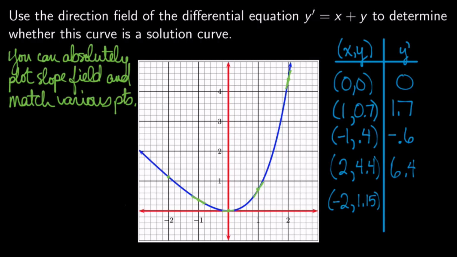Finally, here's -2, 1.15. The slope is supposed to be -0.85. And yeah, it looks steeper than the -0.6, right? Like it's getting closer to that diagonal. And that's because actually it's true. If you go way out here, the slopes are going to get really close to -1. Anyway, I'm feeling pretty convinced that yeah, this curve seems legit. It seems like a solution to this DE, so I would have picked this as my choice.